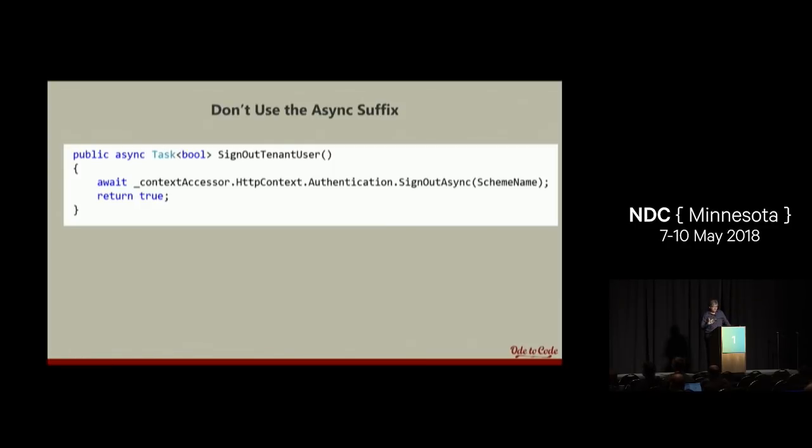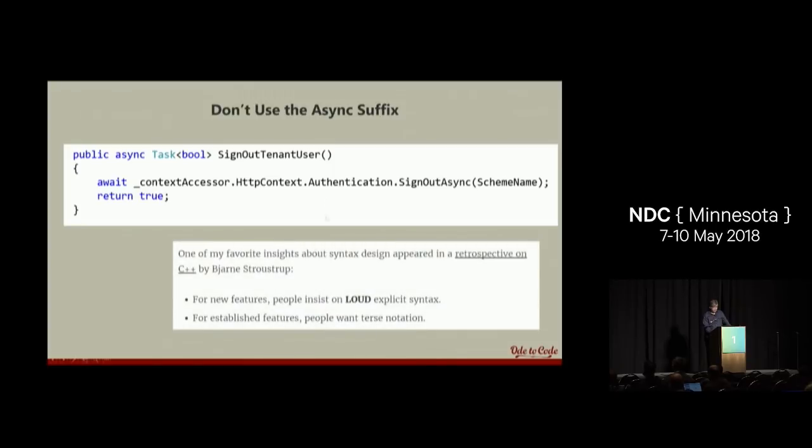And to me, I felt justified when I read this quote from the inventor of C++. He said, for new features, people insist on loud, explicit syntax. And I said, yeah. When async first came around, it was scary. So we're just going to use the async word everywhere. Make sure people are aware this is async. But now it's an established feature.